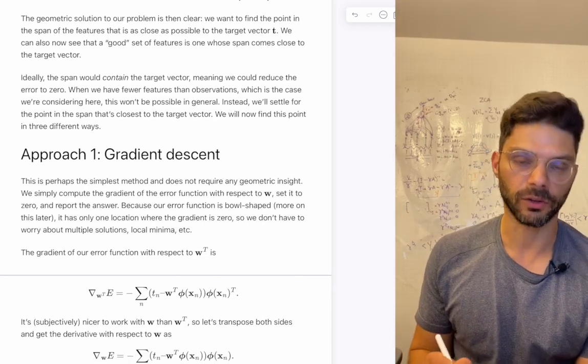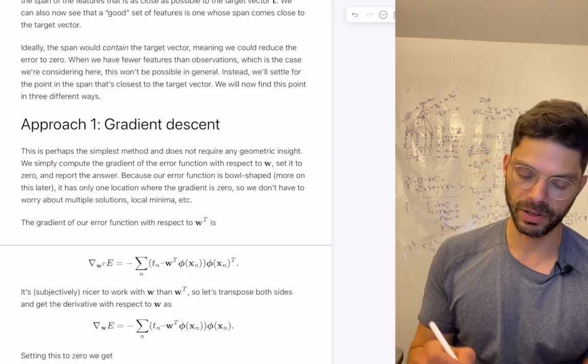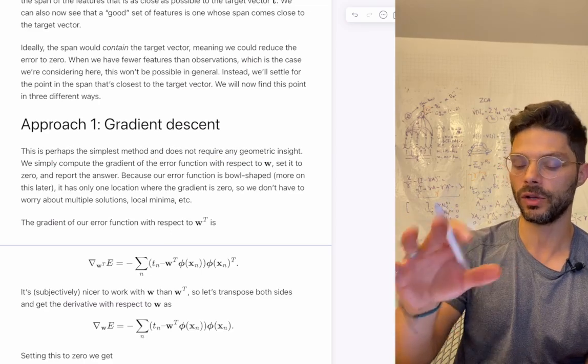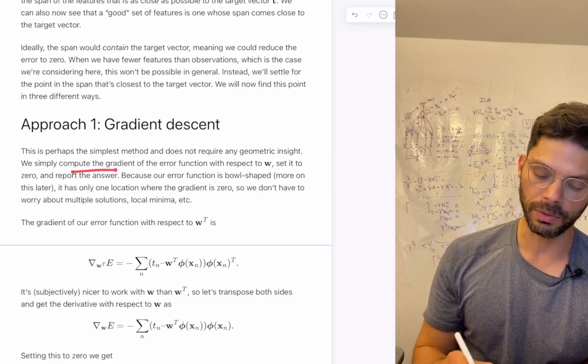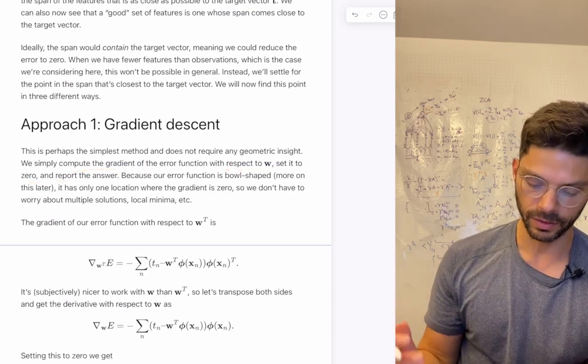So gradient descent, or setting the gradient to 0, basically. This is perhaps the simplest approach and does not require any geometric insight. So you don't even need to know what you're doing. We just have this function. Let's just minimize it. We simply compute the gradient of the error function with respect to w, set it to 0, and report the answer.